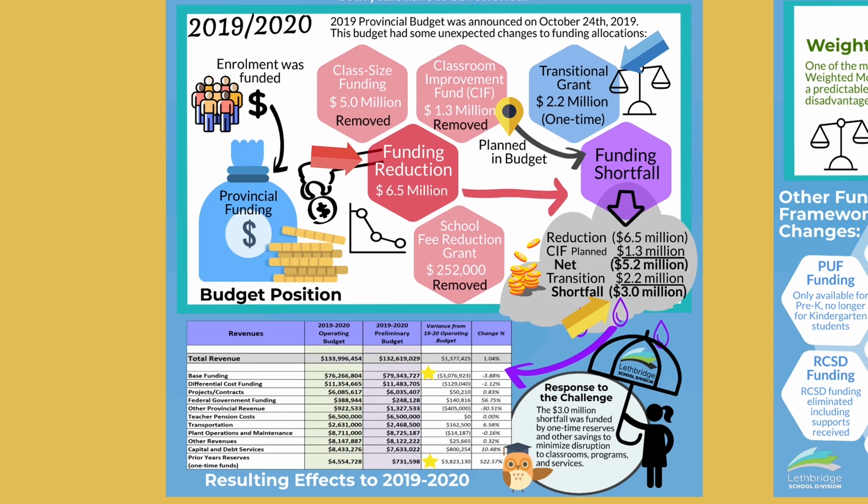This funding shortfall was provided mid-school year, whereas staffing and class schedules were already months underway. Therefore, the division covered the $3 million shortfall with the use of one-time reserves and other applicable savings to minimize the disruptions on classrooms, programs, and services to our students.